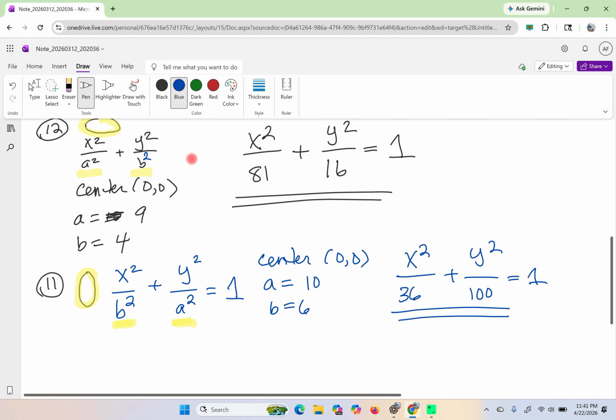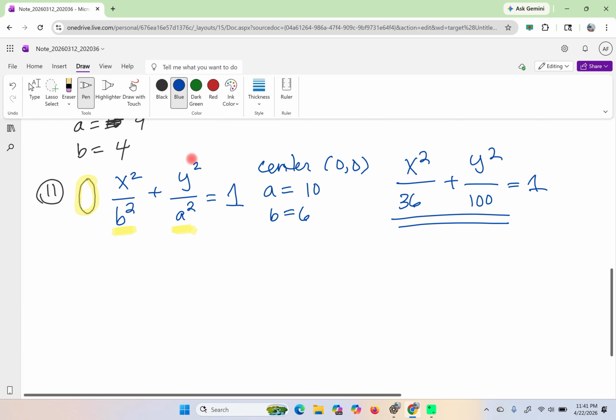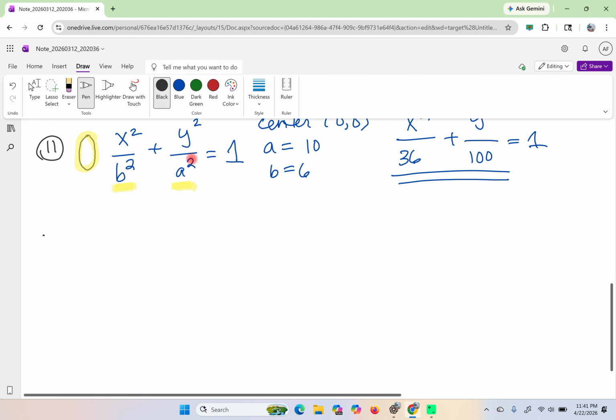All right, I want to go ahead and do number 13 here, because in 13 we have the center elsewhere besides the origin. So looking at 13, first, read your graph, and we have a horizontal ellipse. I can't emphasize enough how important it is to just go ahead and write your equations out, because it helps you to memorize them.